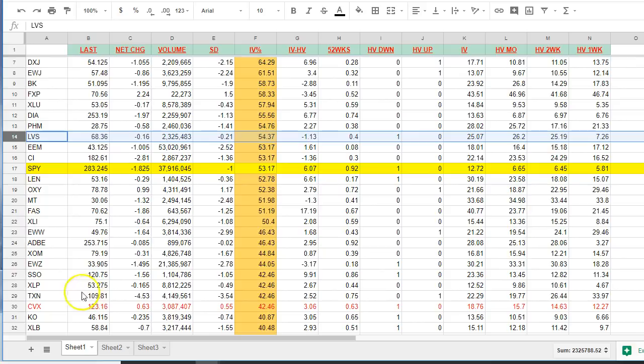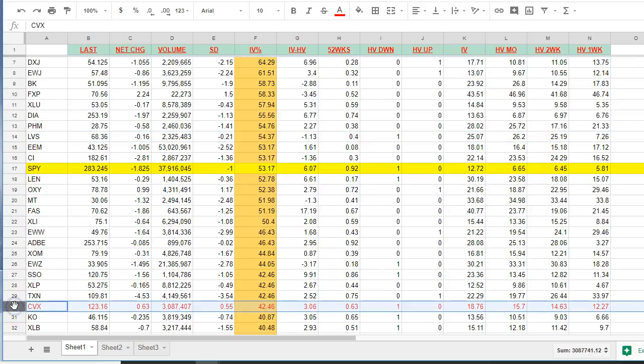However, I did trade this by mistake. I wasn't paying attention to this column, which was a big mistake. But I'll leave the trade on. I'm going to leave the trade.